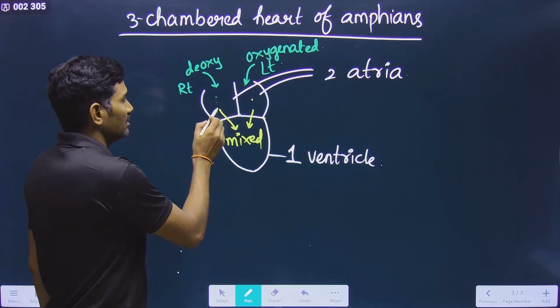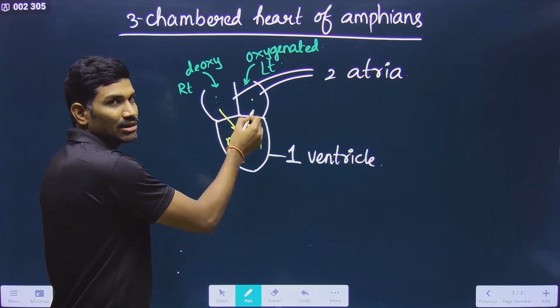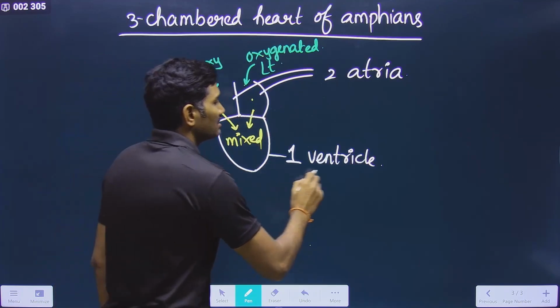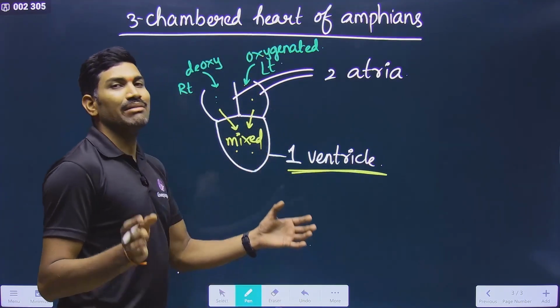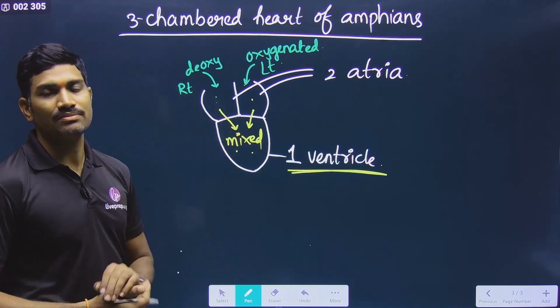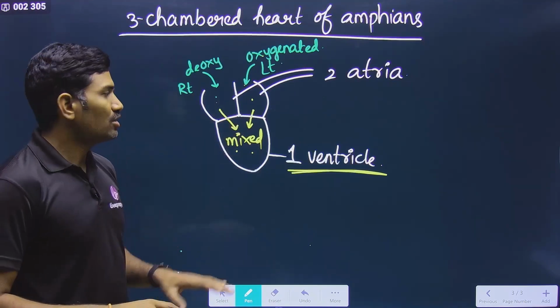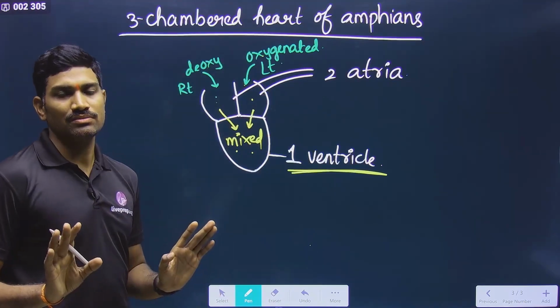But what is happening? This right atrium, left atrium, both of them are opening into the same ventricle. Now what happens? Both oxygenated and deoxygenated blood are mixed. So now it is the mixed blood. Now it will be distributed to body parts.